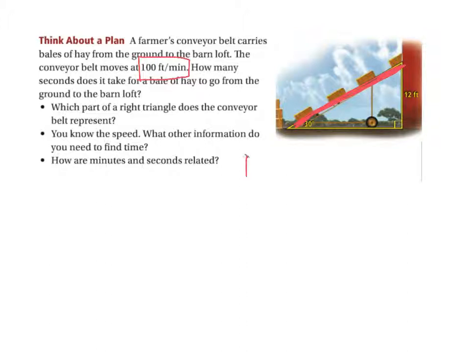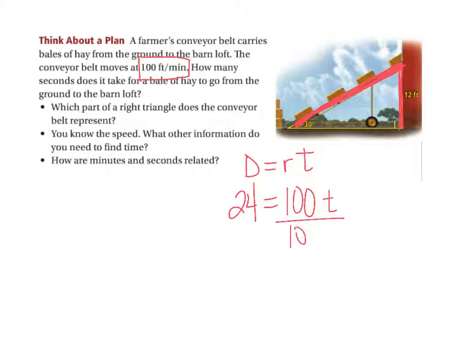So let's try that. Distance equals rate times time. The distance, well, we've got to find that. That's our 30, 60, 90 job. And then this is the same thing as the escalator. If the height here is 12, the hypotenuse is twice that. So the distance is 24 feet. The rate is 100 feet per minute. I'm looking for the time. Divide by 100.